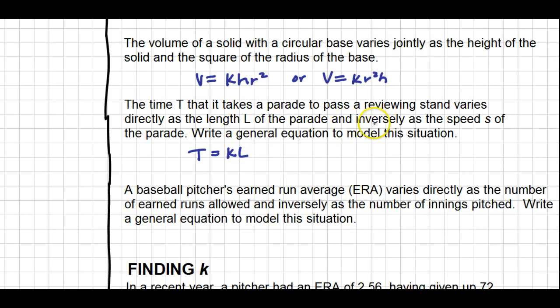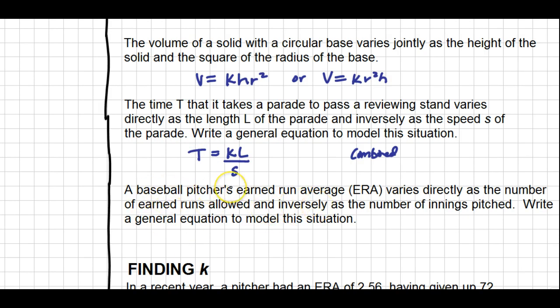Inversely is also mentioned, so I know that this is a combined situation, and so I need to divide by something as well. So inversely as the speed S of the parade. So this time they do give us the variables, and so we want to make sure to use their variables and put them in the correct location. In our last example here, we're going to write the equation, again based on what they say.